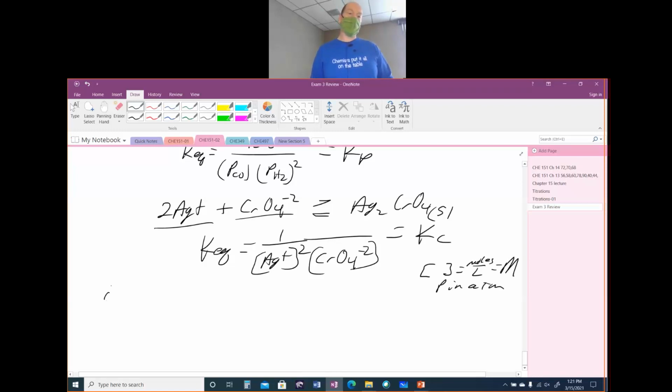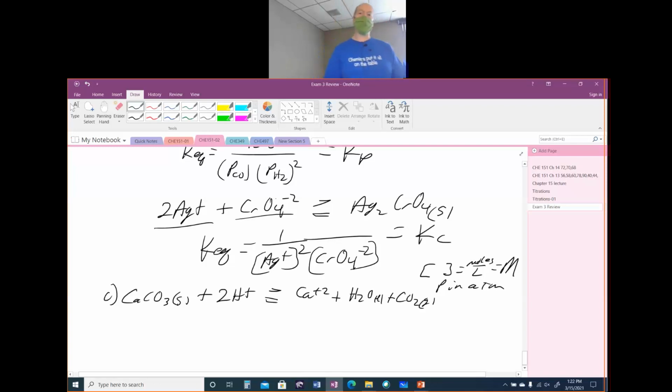Now, for part C, where we have calcium carbonate, which is a solid, and to that we add acid, so 2H+, that's in equilibrium with Ca2+ and H2O liquid and CO2 gas. Oh, we didn't do the delta.